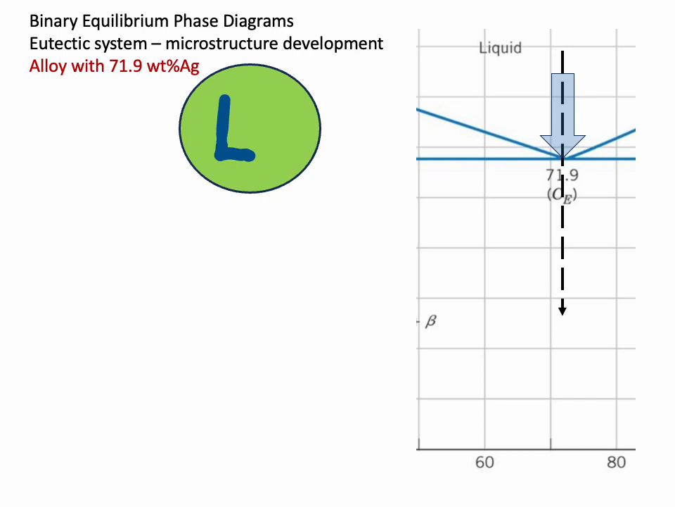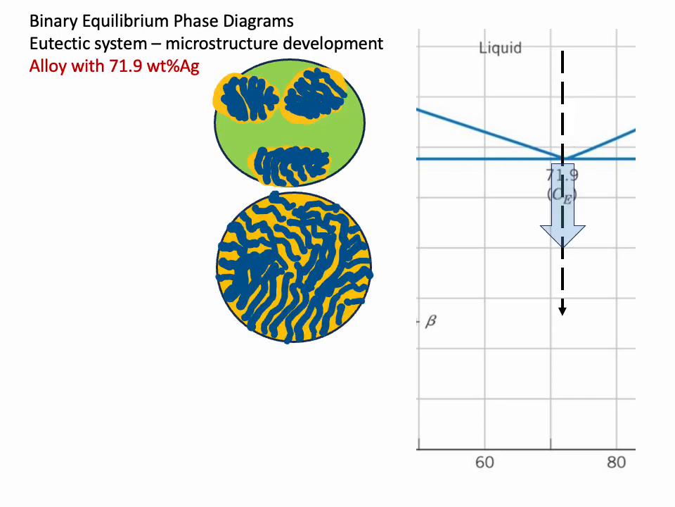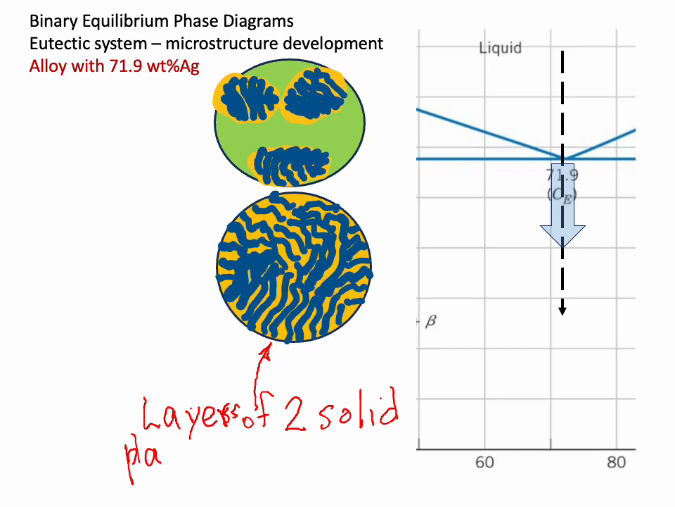But once I cross that line, I go from all liquid to alpha and beta. And the alpha and the beta form this kind of microstructure. Layers of the two solid phases. And they're alternating.